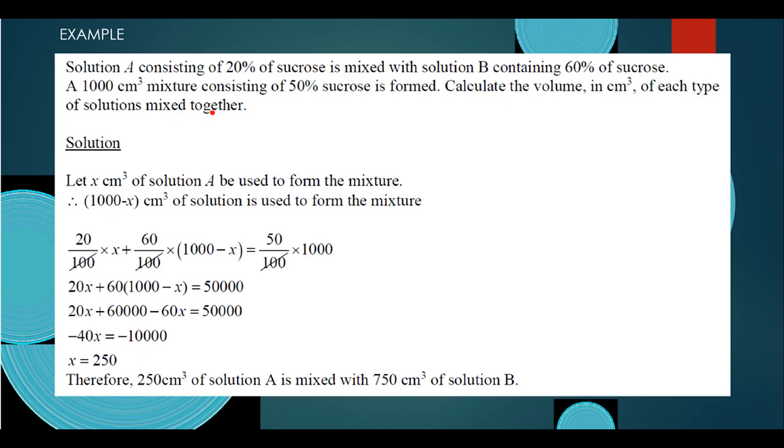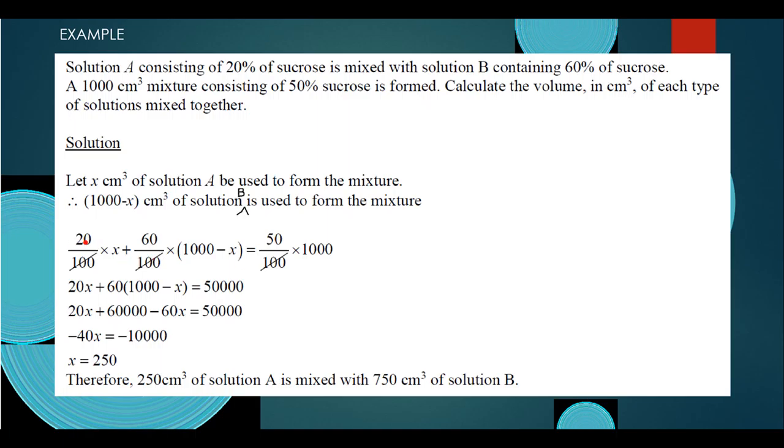So again, I let one of the answers be x. So I let x cm cube of solution A be used to form the mixture. And so how much volume is of solution B? Therefore 1000 minus x cm cube of solution B. Alright, I missed out the term B here. Kindly add on your answer. 1000 minus x cm cube of solution B is then used to form the mixture.